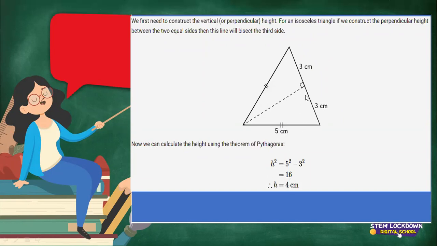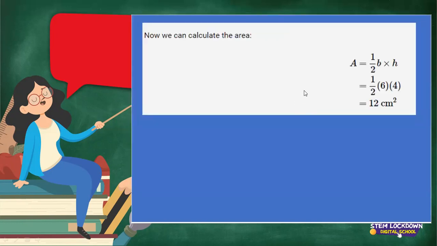So our height here is 4. Now what we need to find is the area of the triangle. So the area will be 4 multiplied by the base, 4 times 6, and that will be 24. Then multiply by the half.